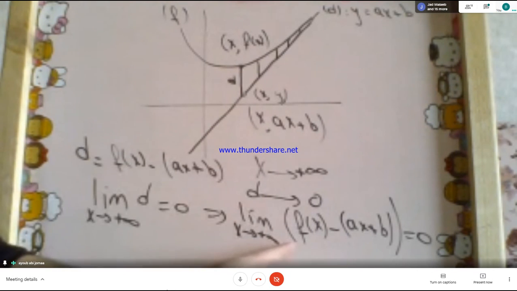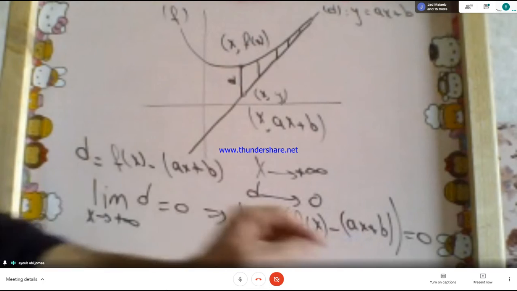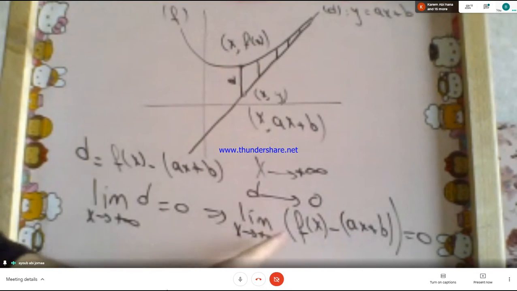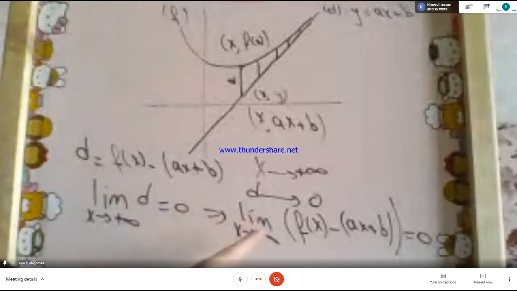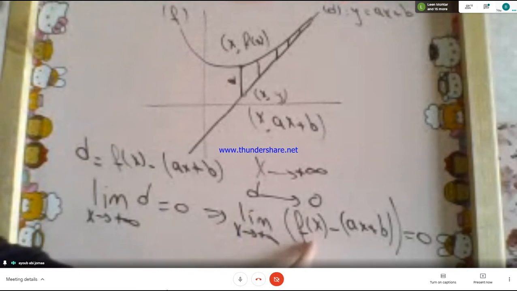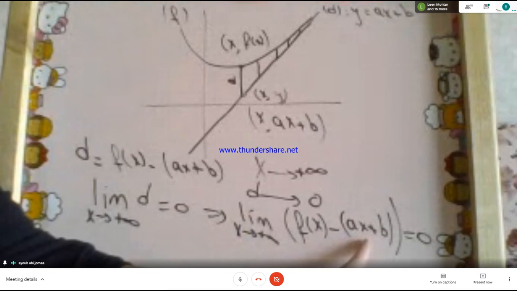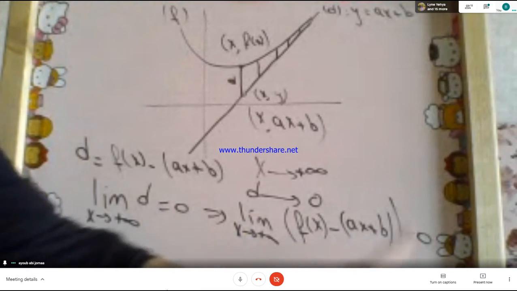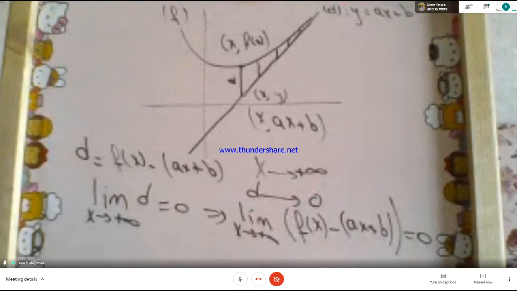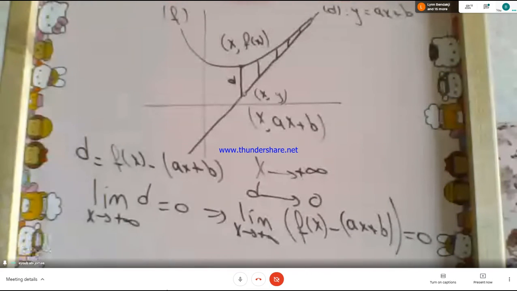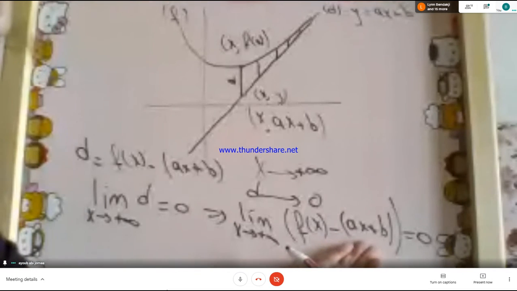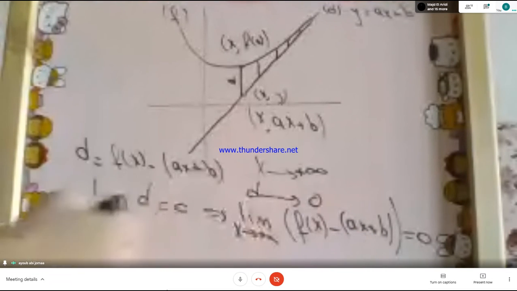Oblique asymptote, y equal ax plus b. If the limit as x approaches positive infinity, the same idea if it is on negative infinity on the left side. If the limit as x approaches positive infinity or negative infinity of the function minus the equation of the line is equal to 0, then y equal ax plus b is oblique asymptote.